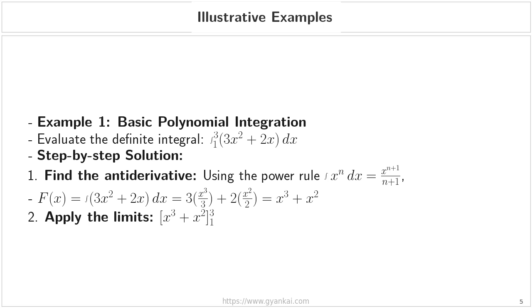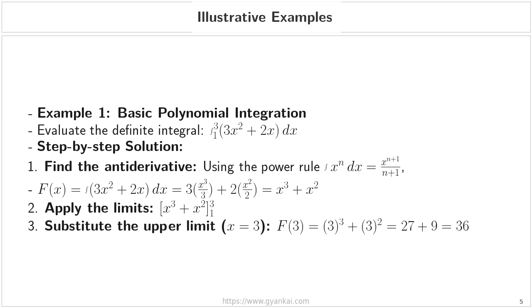Now that we have the antiderivative, we write it in evaluation notation. This means we write f of x with the upper and lower limits of integration indicated like this: bracket x cubed plus x squared bracket from 1 to 3. Step 3. Substitute the upper limit. We now substitute the upper limit, which is 3, into our antiderivative.